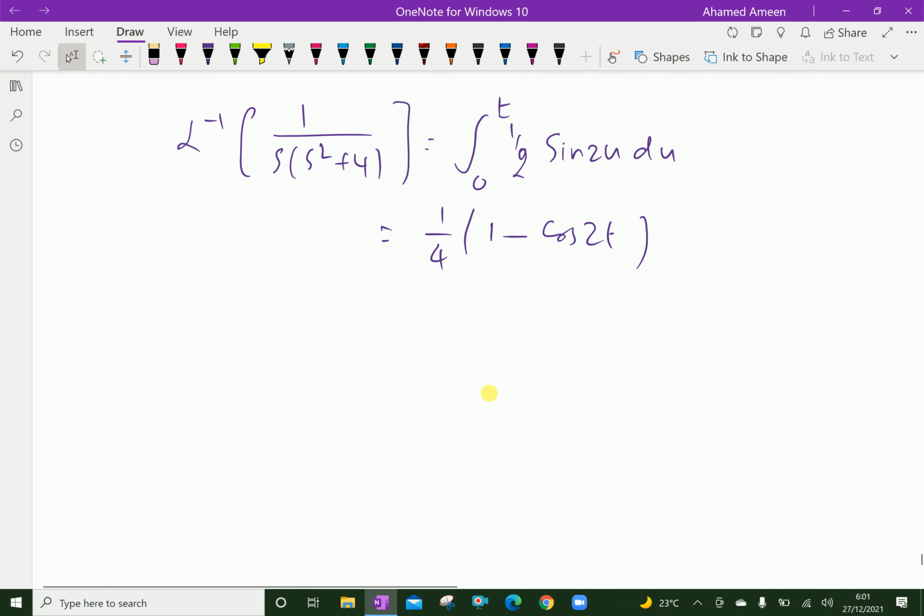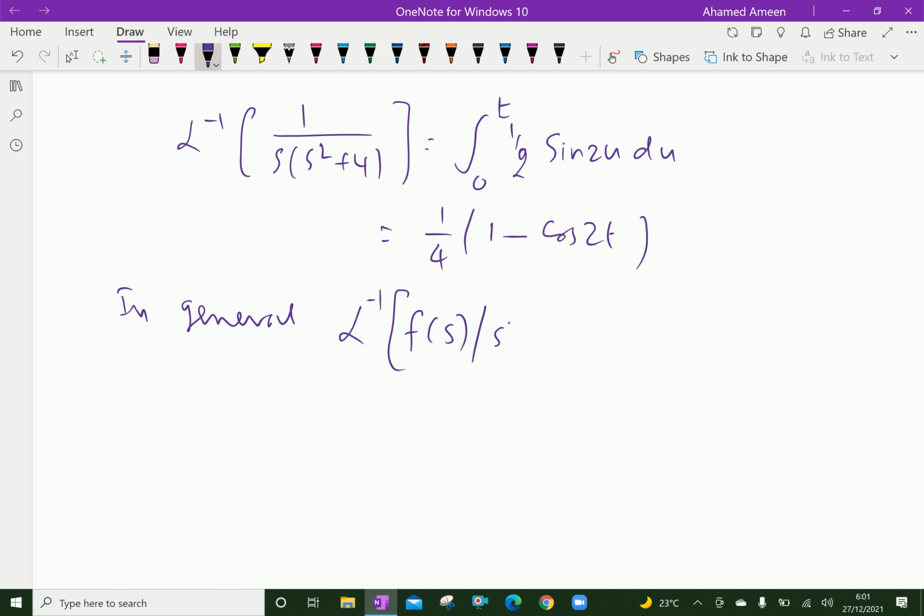In general, you can say inverse Laplace transform of f of s over s power n, where n equals 2, 3, 4 are possible.